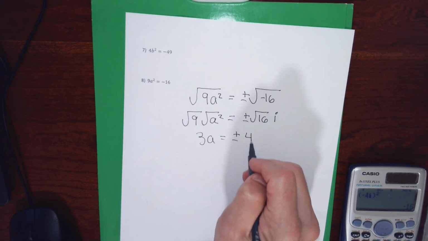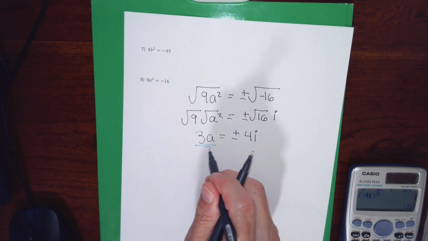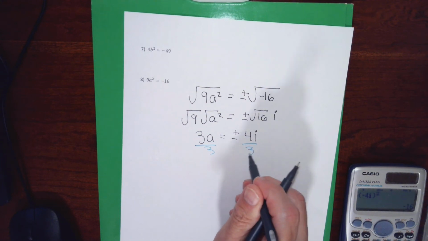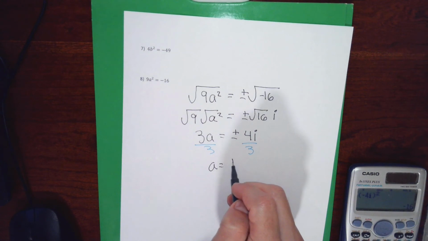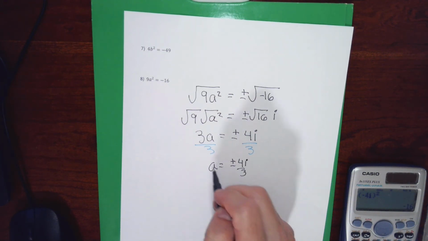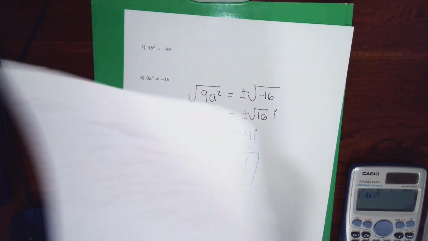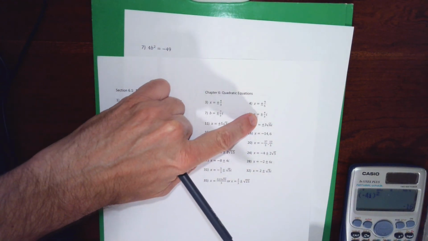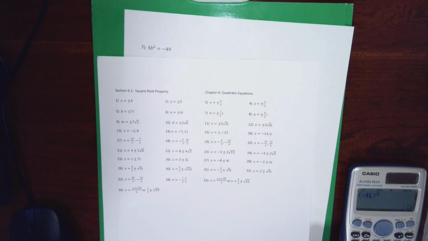On the left-hand side, the square root of 9 is 3, the square root of a squared is a. On the right-hand side, the square root of 16 is 4. Divide by 3 and I get a equals plus or minus 4i over 3. I would more likely have that 4/3 written to the left of the fraction. It just kind of wound up close to the numerator. It's okay, but it's preferred to the left of the fraction.